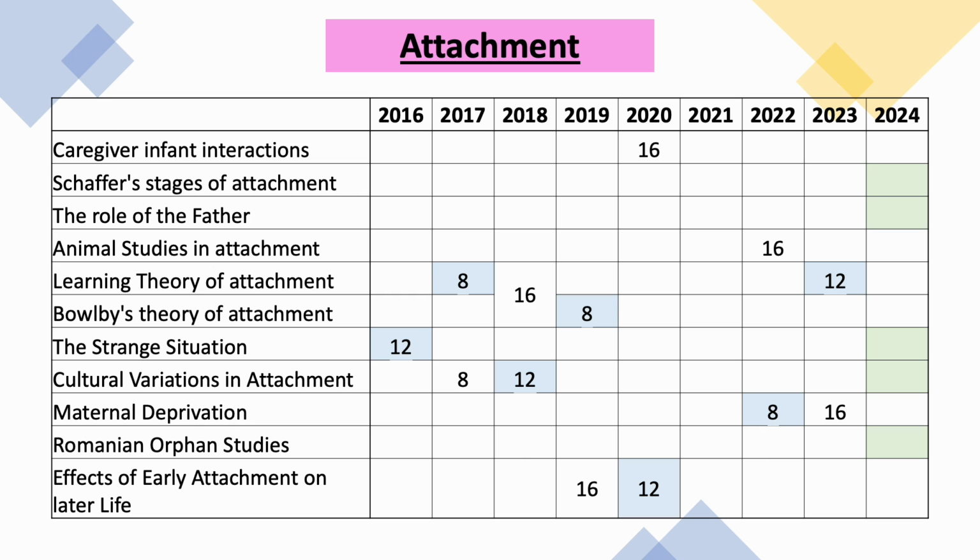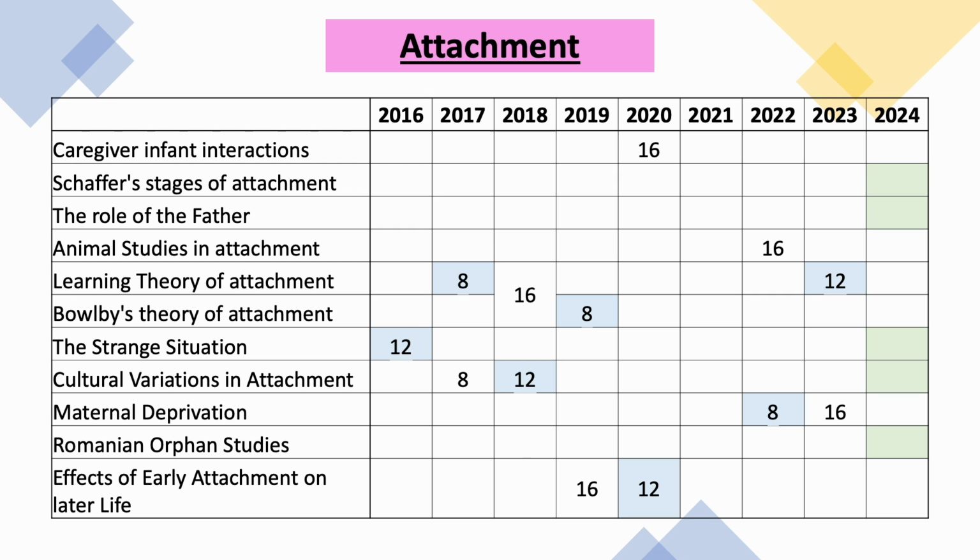Now, the theories of attachment, that's learning theory and Bowlby's theory, have never been assessed individually as a 16 marker, but they did come up in 2018 together as one 16 marker. Okay, so they have had some attention over the years. They've also featured in AS papers as well as 8 markers.